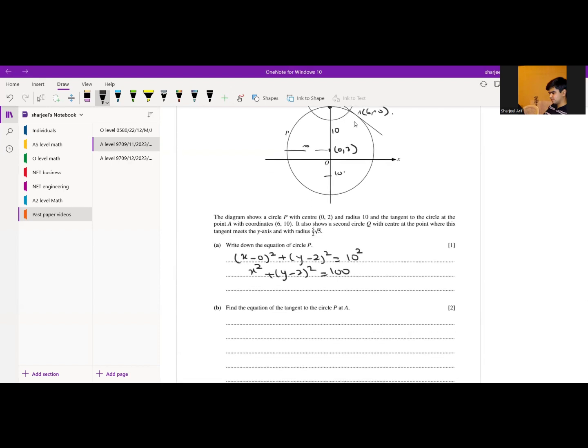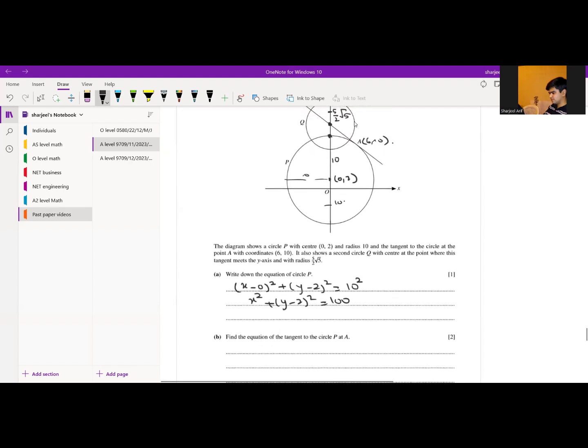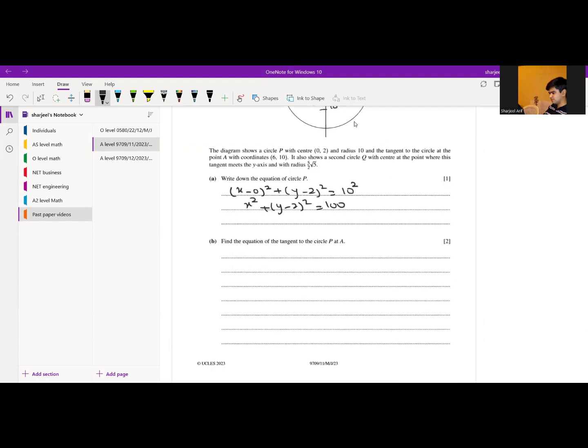Now we have to find the equation for the tangent to the circle P at A. The coordinates of A are 6 and 10. So now we have to find the derivative first. We have the equation in part 1. The derivative will be 2x plus 2 into y minus 2 into dy by dx equals 0. Substitute the value of A, that is 6 and 10. So you will get the gradient.